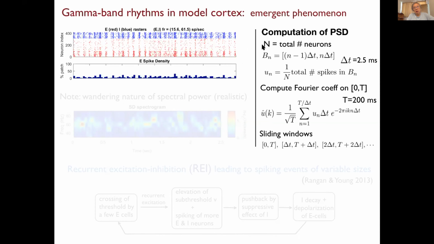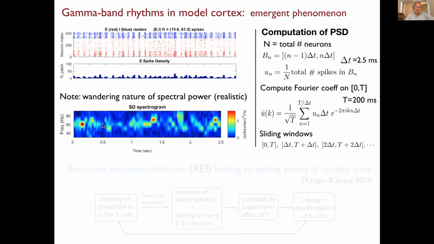And what this is, N is the total number of neurons. So you look at the time and divide it into a lot of different time bins, and U_n is the fraction of neurons that's firing in the nth bin. So what you get is really an infinitely long signal, which is very far from periodic, but you pretend that it is, and you look at the first 200 milliseconds or so, and you compute its Fourier coefficients. And then you time shift that time interval by a little bit, and here's what you get.